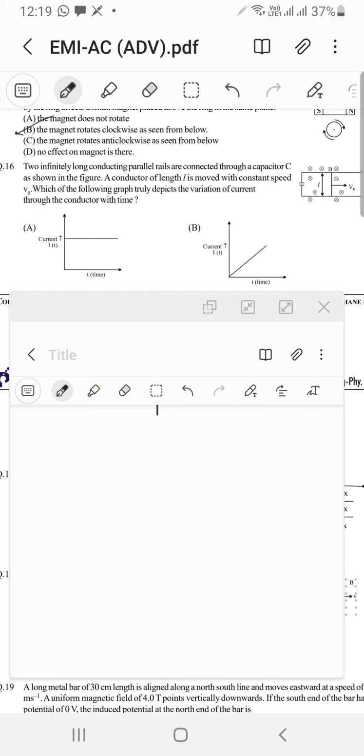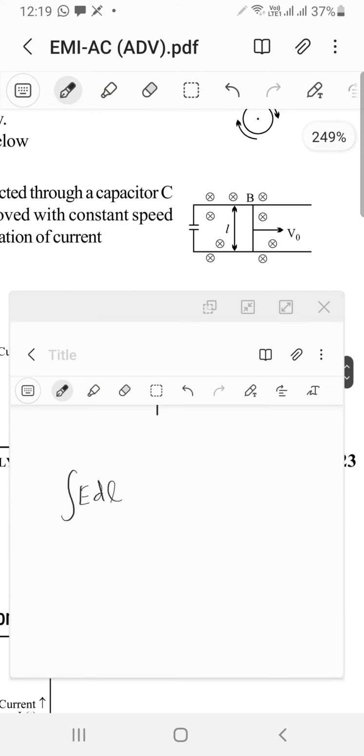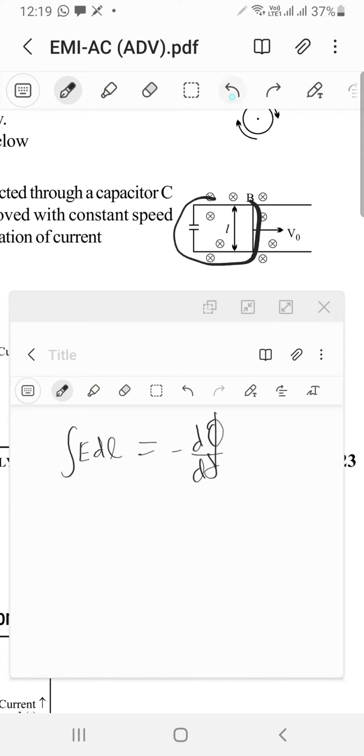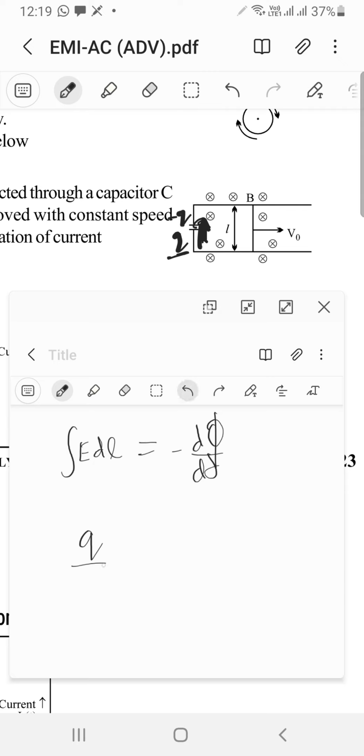So because of Faraday's law, you have the integral of E dot dL. I'm going to consider this clockwise direction to be our L because the magnetic field is going inside, so our area vector will also point inside. So it's supposed to be negative d flux upon dt. As we move like this, say it has positive charge q and negative charge q like this, then the field is going to go in that direction, so it's going to be q by C.